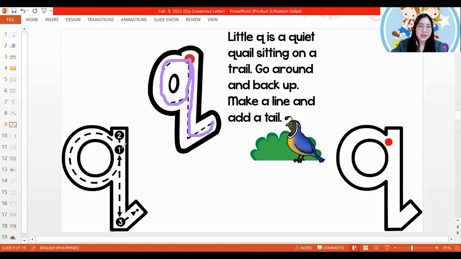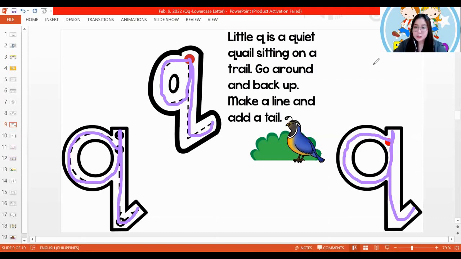Okay, let's do that again. Start at the top, we make a small curve, and then you go back up, down again, and then you curve up. Okay, let's do it one more time. Just do it slowly, okay? Make a small curve, go back up, straight line down, curve up. And we have lowercase letter Q.